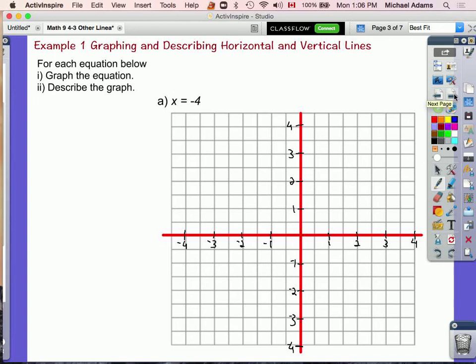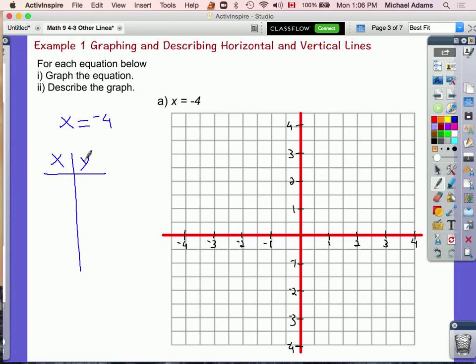So I've got a grid already set up, okay? And now let's take a look at what this is. This equation says that x is equal to -4. What does that mean? It means that no matter what, x is always -4, okay? And so the linear relation is, well, x is always -4. If I were to graph it, it might seem a little confusing right now. So let's try to go and make a table of values. And you might understand it a little bit better if I do this.